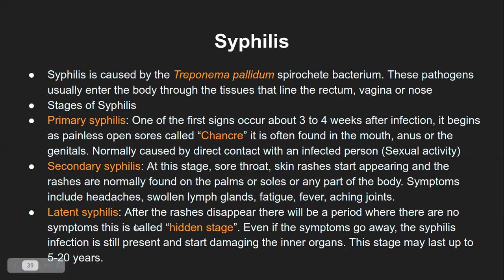And in the latent syphilis, after the rashes disappear, there will be a period where there are no symptoms, and that is called the hidden stage, which is the case with most bacteria and viruses. That means they go into a dormant stage, also called the latent stage, where the bacteria are present but no longer active, no longer dividing, just present in the dormant stage. You will probably learn this in a microbiology topic, or you can google how bacteria stay dormant.